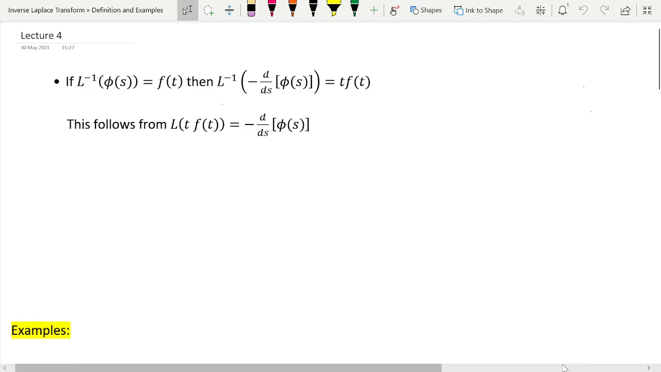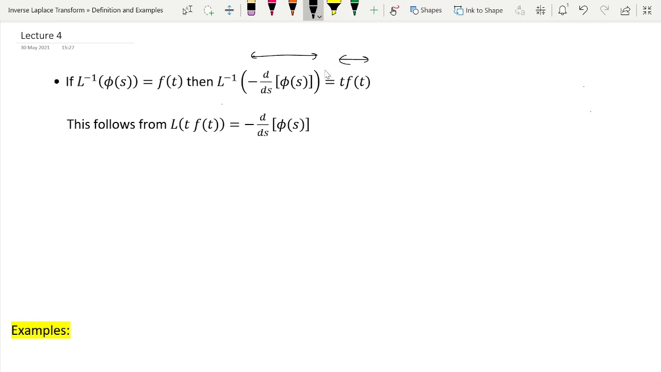Welcome back, dear participants. Today we are going to see a very interesting property of finding inverse Laplace transform. So let us see what that property is. L inverse of minus d by ds of phi of s is equal to t multiplied by f of t, where f of t is nothing but L inverse of phi of s.